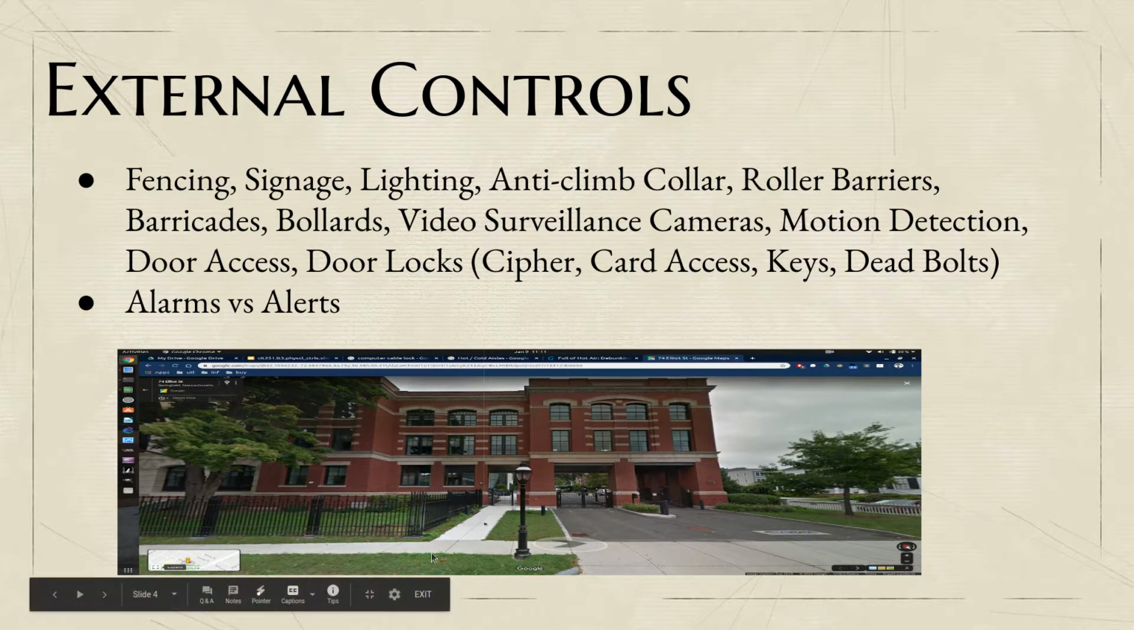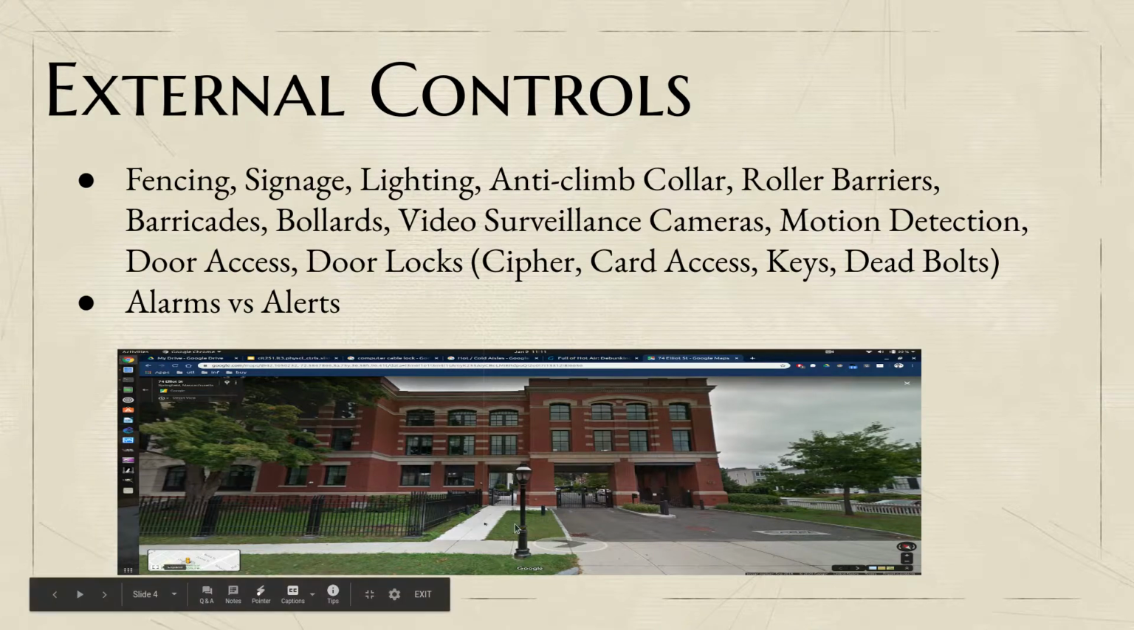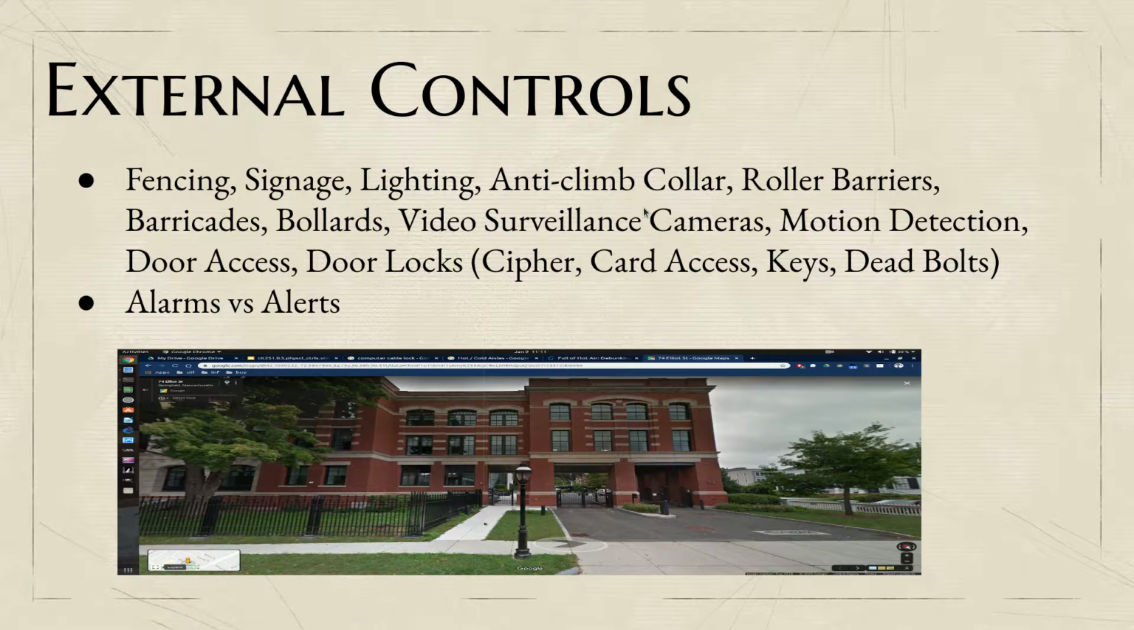Signage is something you might want to put on the exterior of a building. Lighting, therefore enabling your signage and your cameras, right? Anti-climb collar: an anti-climb collar on a fence is something that goes on top and prevents someone from climbing over it. A roller barrier is another type of thing where it's simply a roller, a rolling log. When you put your hand on top, your hand kind of falls off, right?